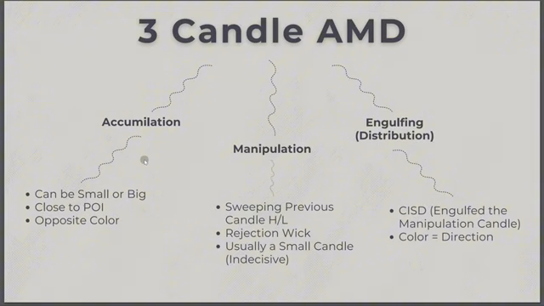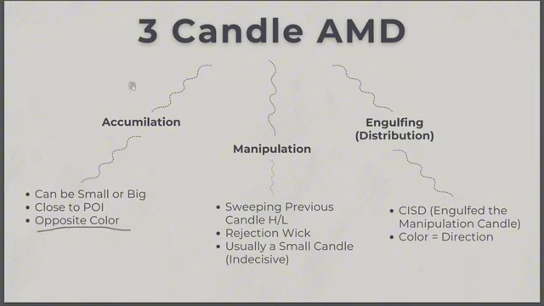Or it could also be inside of a POI. For example, we could have it inside of a fair value gap, just touching here, but it did not go to the overlapping of a breaker block inside of the fair value gap. That's an example, right? And you want it to be opposite color.